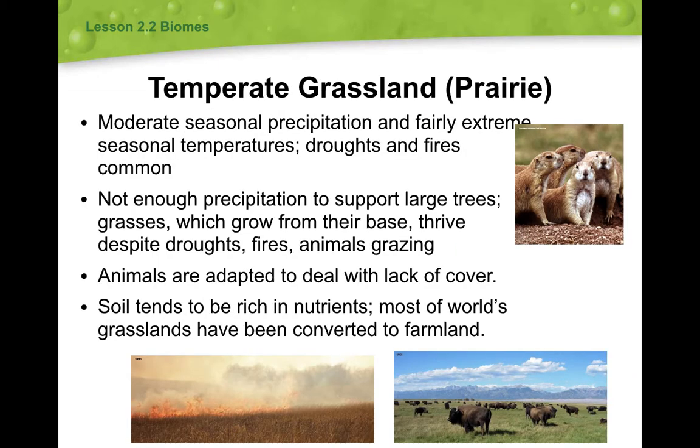And the temperate grasslands, similar to that, except this would be what we would typically call a prairie. They have moderate seasonal precipitation and extreme seasonal temperatures. They are susceptible to both droughts and fires. There is not enough precipitation to support large trees, so grasses are preferred or better able to adapt and live in these grasslands.